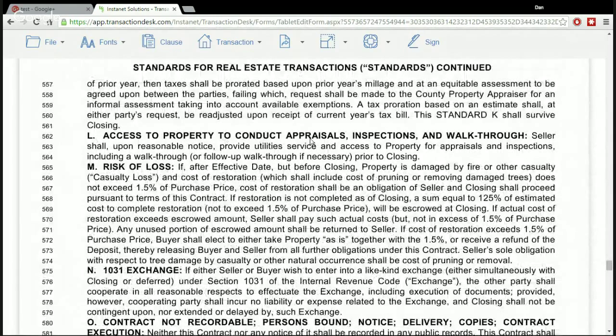Access to property, conduct appraisals, inspections, and walk through. The seller needs to, upon reasonable notice, provide utilities service and access to property for appraisals and inspections, including the walkthrough. When you're dealing with bank-owned properties, a lot of times they don't have the utilities on, and a lot of times they have an amendment or an addendum that overrides this whole contract, and it'll say that they're not going to have utilities on. But in general, the seller should have utilities on for inspections.